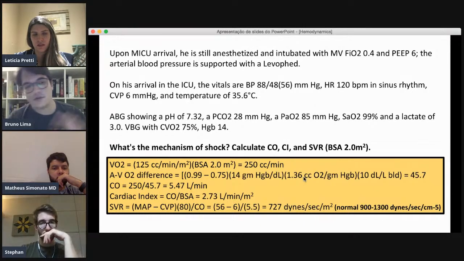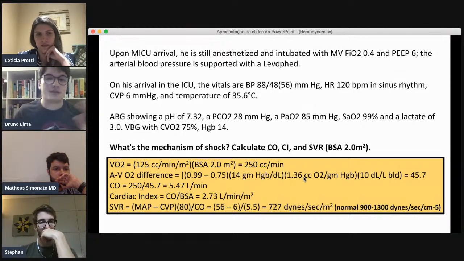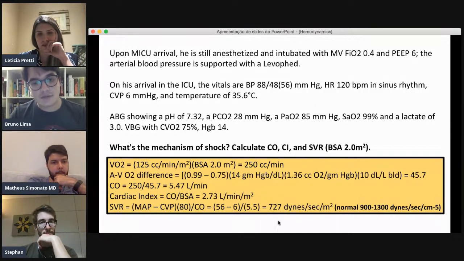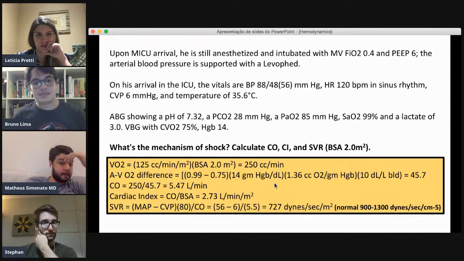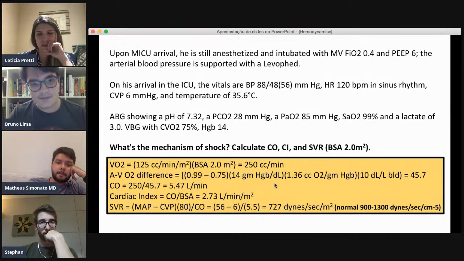Normal would be, there are some variations here depending upon where you look, but usually the normal range is somewhere between 800, 900 being more conservative, to 1300, or sometimes people consider even 1500 kind of normal. Okay, but clearly he's down. His systemic vascular resistance is decreased. So again, this is a distributive shock. Okay.